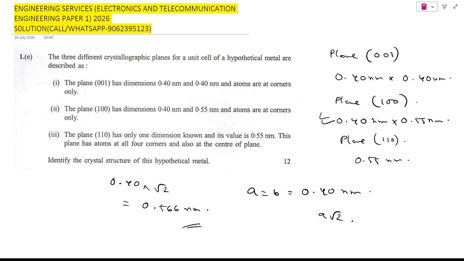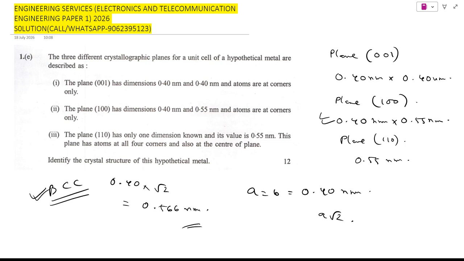Now, students often confuse BCC with FCC. Remember this shortcut: in FCC, the face-centered atom lies on the 100 plane, and in BCC, that is the body-centered atom, lies on the 110 plane. So this single fact can solve many objective as well as the descriptive questions. So what is the final answer? The given hypothetical metal possesses a body-centered cubic crystal structure, BCC.